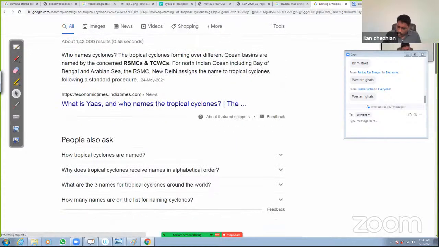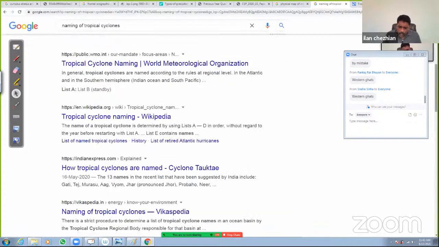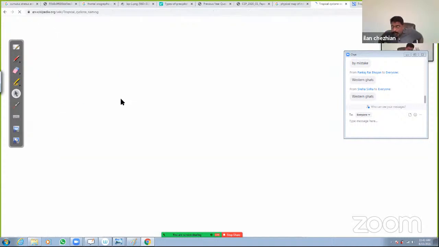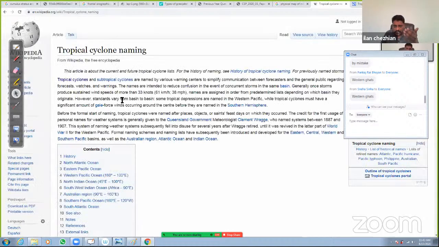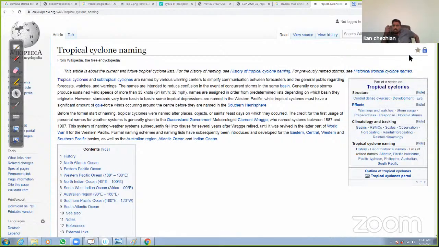Now comes the question, why are these cyclones named? What is the reason for naming a cyclone? Number one, why cyclones are named, and number two, how they are named. This is what we are going to discuss. Number one, if you ask me why cyclones are named, I'm not going to write anything, I'm simply going to discuss it. It is all because of disaster mitigation.